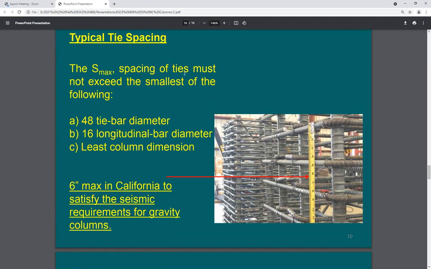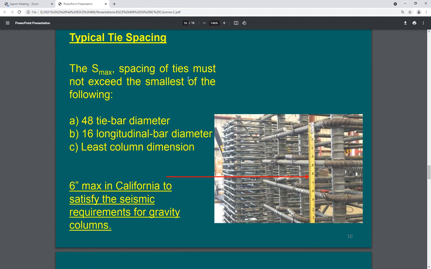It says S max, and the code gives you your guideline, right? It says you cannot go beyond a certain limit. Of course, you'd like to put a tie maybe every 8 inches or 10 inches or 12 inches to make your life easier, correct? Because it's going to be easy to put your hands in, and easy when you pour the concrete. But in reality, it's going to be really tough. So you'd like to add more reinforcing as a designer, right?